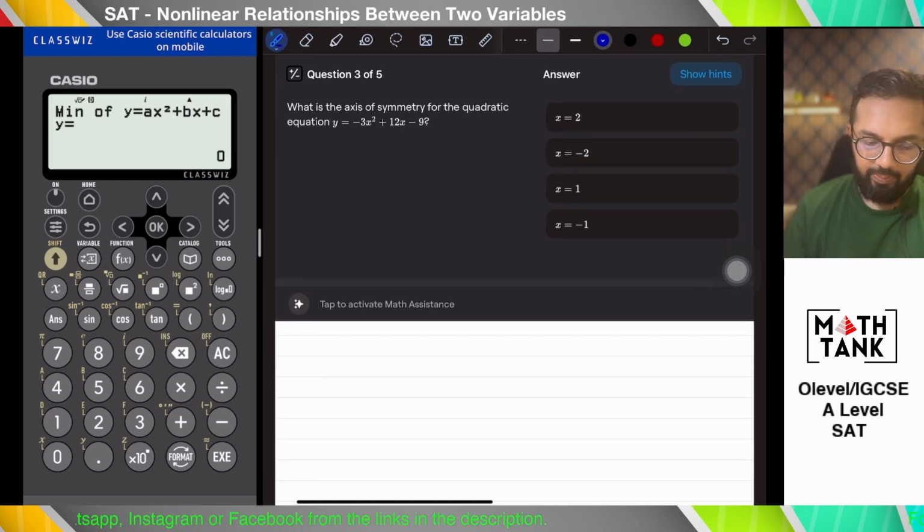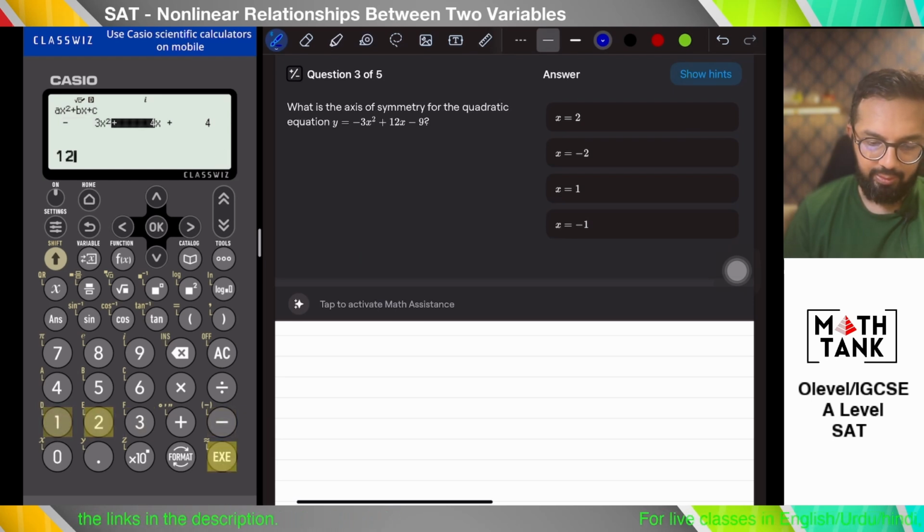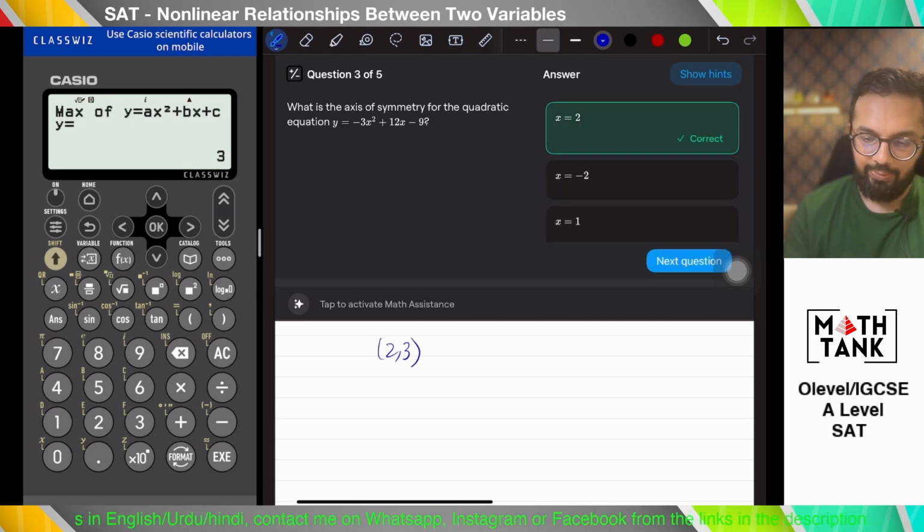Then what is the axis of symmetry? Again, I could find out the turning point first and then decide. So 2.